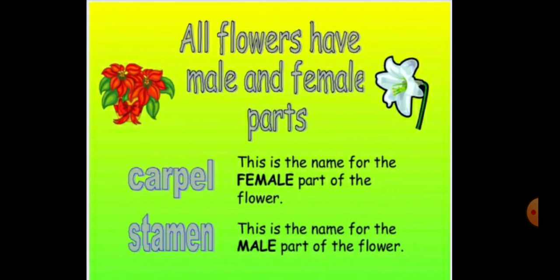All flowers have male and female parts. The carpel is the name for the female part of the flower, or we can say the pistil. The stamen is the name for the male part of the flower.